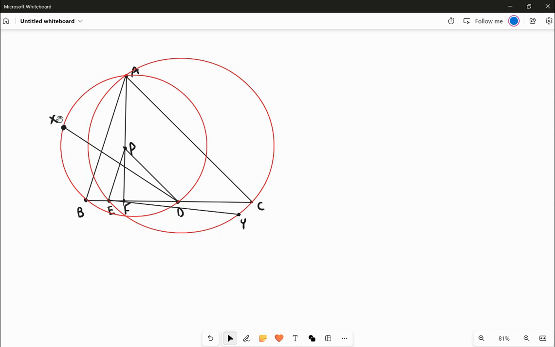And we let X be a point on this circumcircle here, such that DA equals DX. And we let Y be a point on this circumcircle here, such that EY is equal to EA. And what we wish to prove is that B, X, C, and Y are concyclic. They all lie on the same circle. That's what we wish to prove.